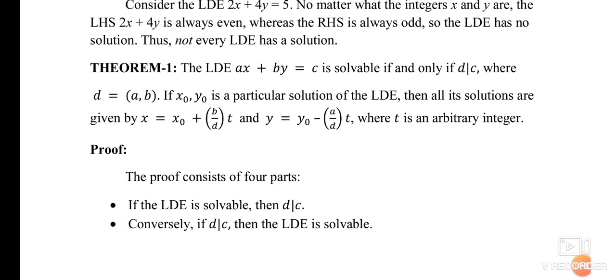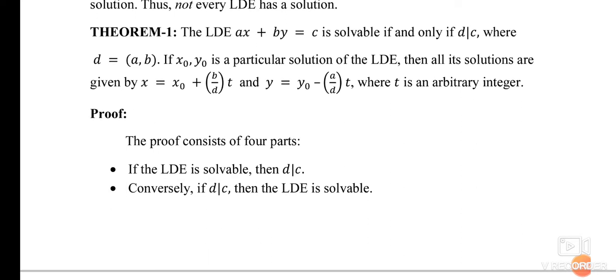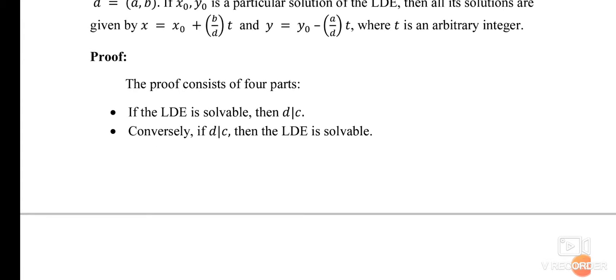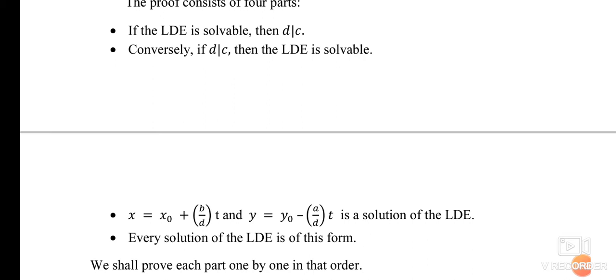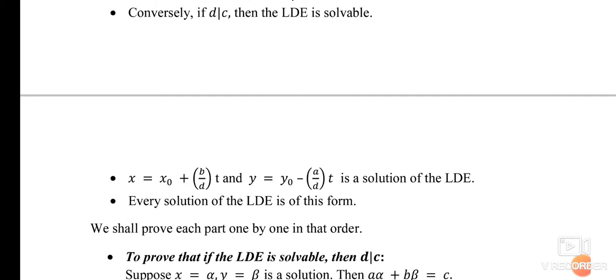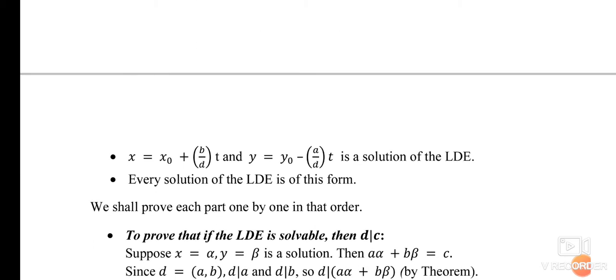Now we prove the theorem. The proof consists of 4 parts. The first part is: if the LDE is solvable, then d divides c. The next part is the converse: if d divides c, then the LDE is solvable. Next we prove x = x0 + (b/d)t and y = y0 - (a/d)t is a solution of the LDE. The final part is every solution of the LDE is of the form x = x0 + (b/d)t and y = y0 - (a/d)t, where t is an arbitrary integer.